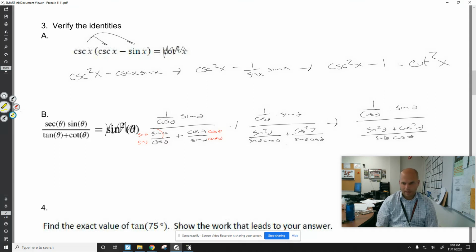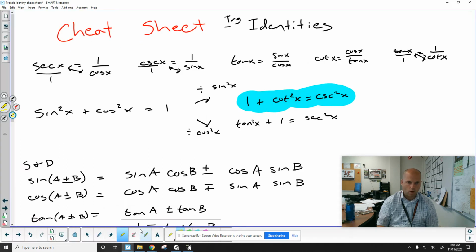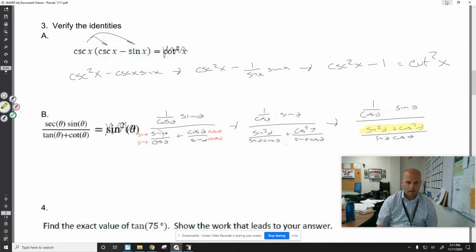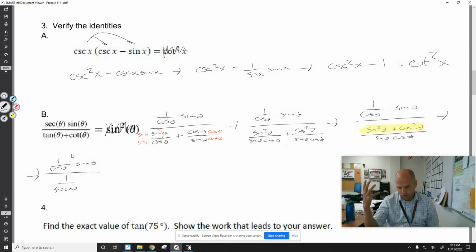Now, the thing I notice is this sine squared plus this cosine squared. We know that sine squared plus cosine squared is 1. It's the Pythagorean theorem. A squared plus b squared equals c squared in the unit circle when the hypotenuse is 1. So I'm replacing sine squared plus cosine squared with 1. I got 1 over cosine theta sine theta over 1 over sine cosine. Now, dividing fractions is the same as multiplying the numerator by the reciprocal of the denominator. So that'd be sine theta cos theta over 1.